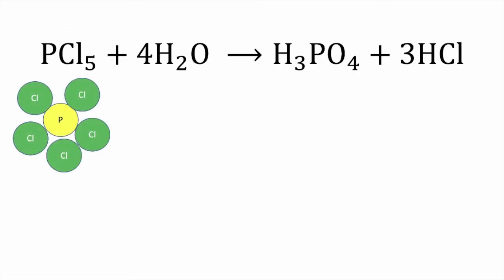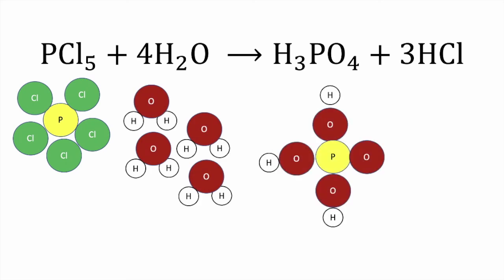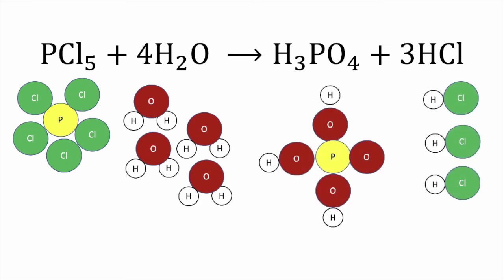We can also look at this equation using a particle diagram like this one. It's pretty easy to see here that we have more chlorine atoms on the reactant side than we do on the product side. And if you look closely, we can also see that we have 2 more hydrogens on the reactant side than we do on the product side.